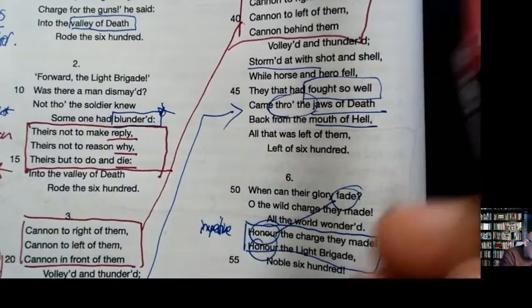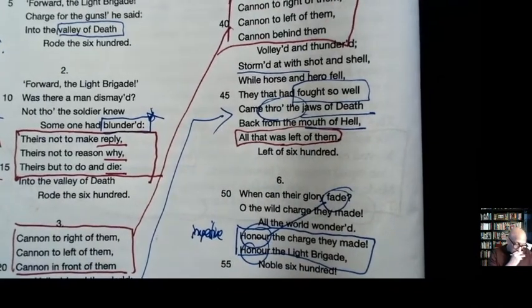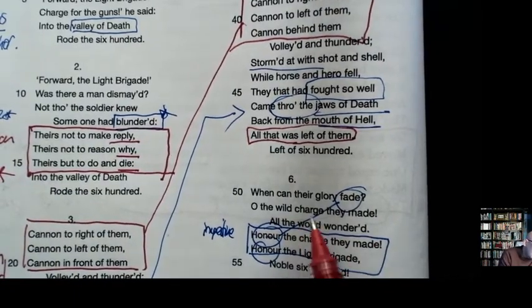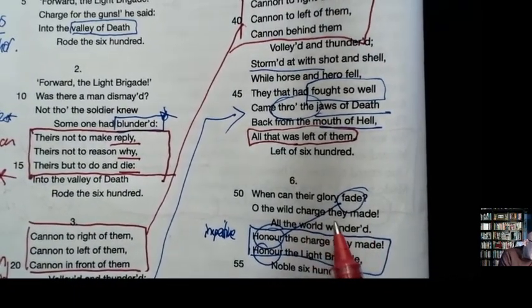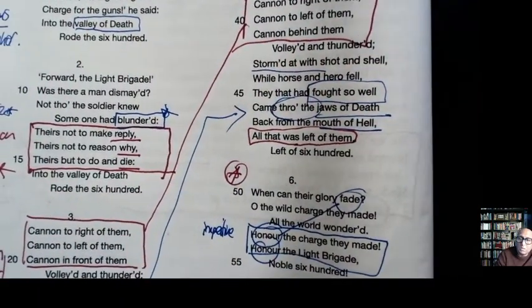It's not all of them. All that was left of them. Left of the 600. Oh gosh, I got the numbers wrong. Sorry, 4 of 500 or 4 of 600 must be. Please correct that. And this sixth stanza, I think, is really important because it's rhetorical.